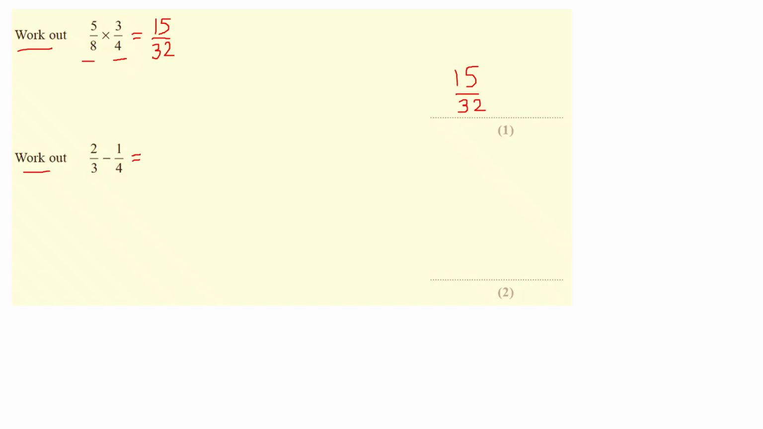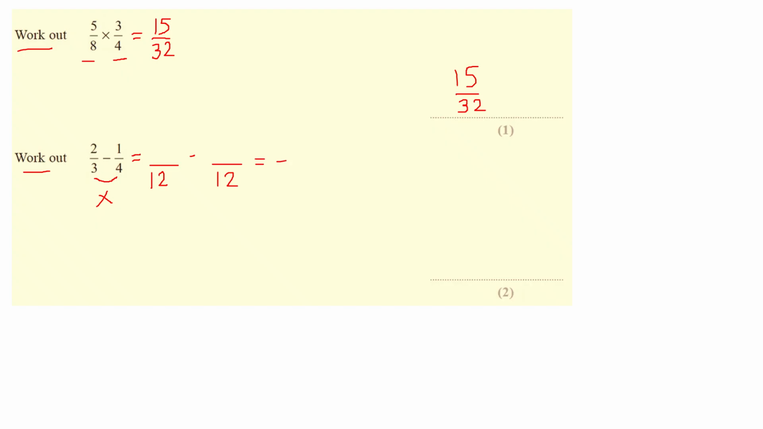Next up, work out 2/3 subtract 1/4, or a quarter. The key whenever we're adding or subtracting fractions, guys, is to have a common denominator, so a common bottom number. So the lowest common multiple, in this case of 3 and 4, we do 3 times 4 is 12. So we put both fractions out of 12, guys.